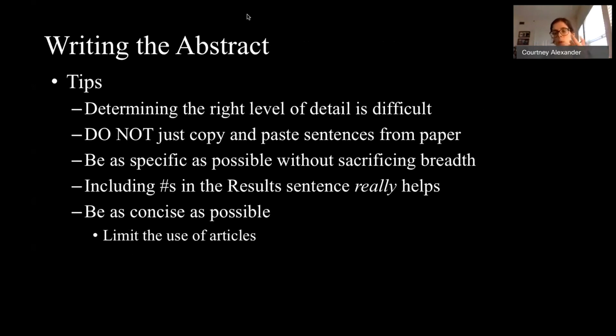So usually it's 1 sentence that's a little bit more broad and the next sentence is a little bit more specific. Do not copy and paste sentences from your paper. You can tell, and it just doesn't flow right. You want to be as specific as possible without sacrificing breadth. And for the results sentence, you want to include some numbers. This drug was twice as likely to improve memory as vehicle control. But you want to be as concise as possible and limit the use of any background articles. This is really about your paper and what you found.